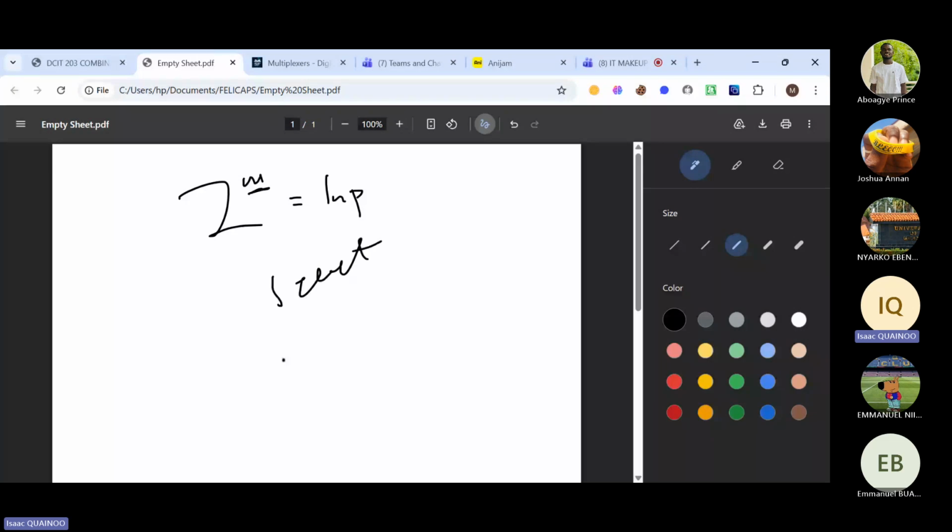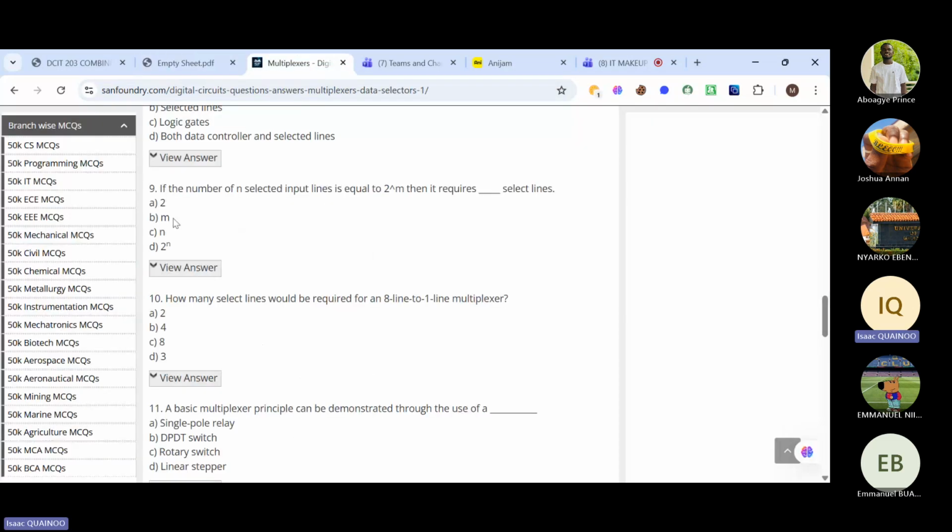So now we know that this n here is equal to our select lines, because in the original formula, 2 raised to the power of your select lines will give you the number of inputs. So if the select line is 2, your number of inputs will be 4. If your select line is 3, your number of inputs will be 8. Please do recall, if your select line is 4, your number of inputs will be 16. So it means that our power is our select lines. So here our power is n, so we can say that n here is our select lines. Please, are we okay with that?